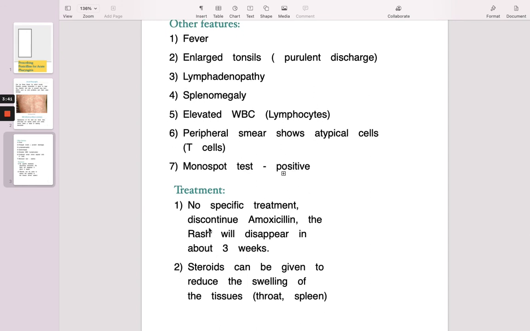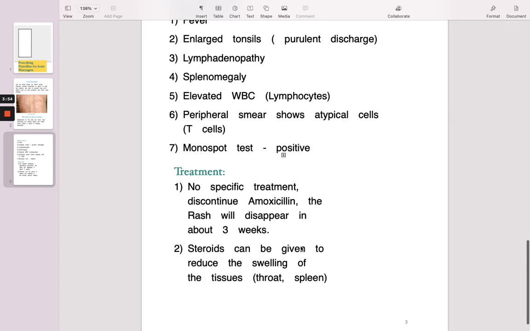So what you want to do is counsel the patient and tell them to discontinue the amoxicillin that they were prescribed initially, and the rash usually disappears within 3 weeks. Most of the symptoms also disappear on their own. Usually steroids are given to reduce the swelling of the tissues, such as throat swelling. So if there are enlarged tonsils, it's usually hard for them to eat or breathe. So you want to give steroids sometimes if the swelling is too much.